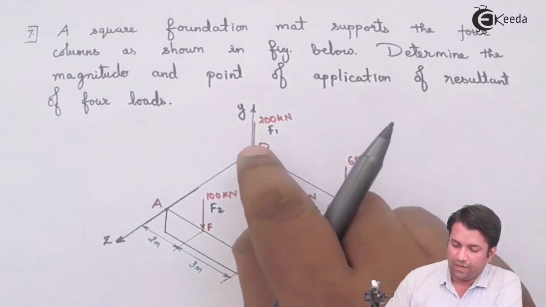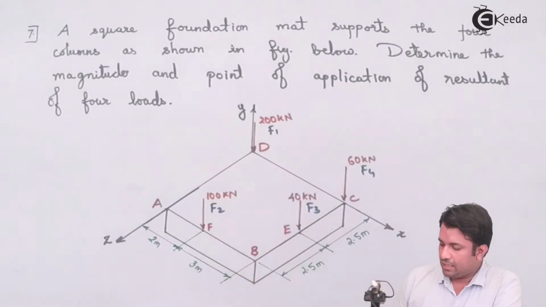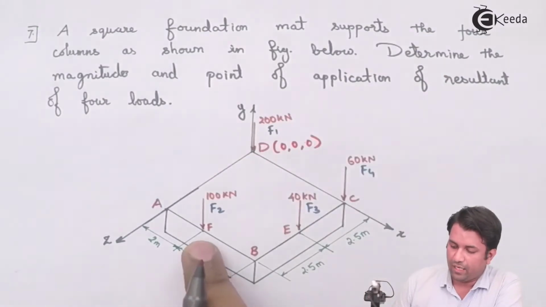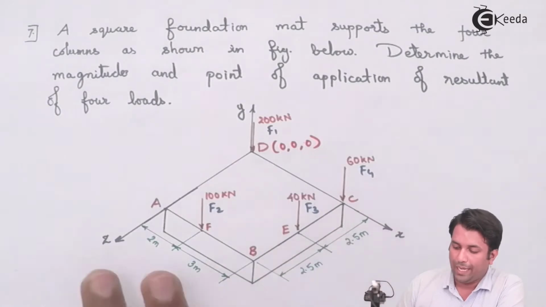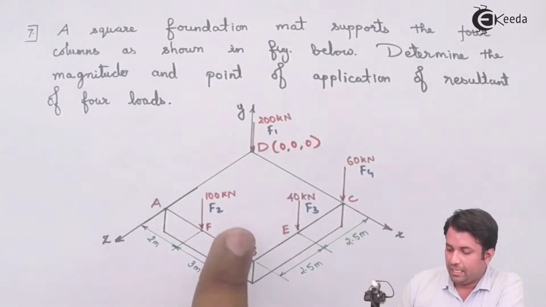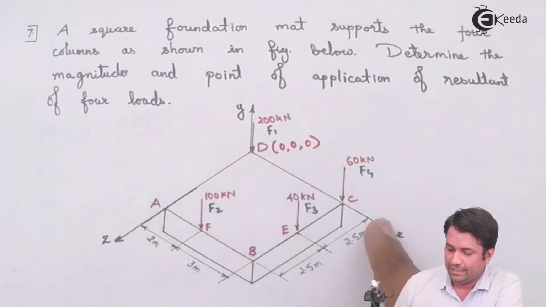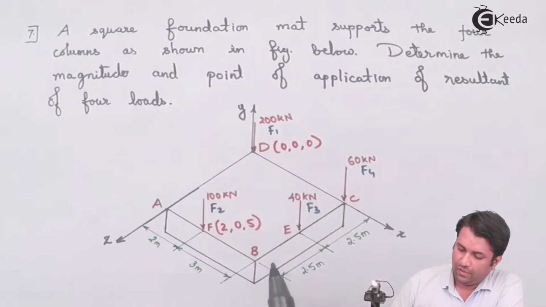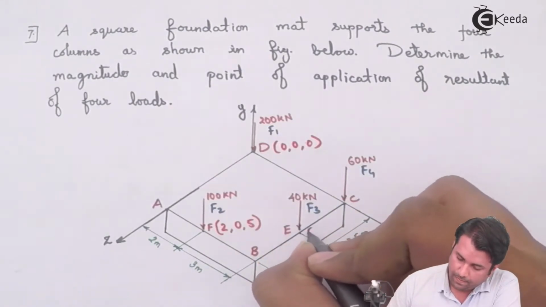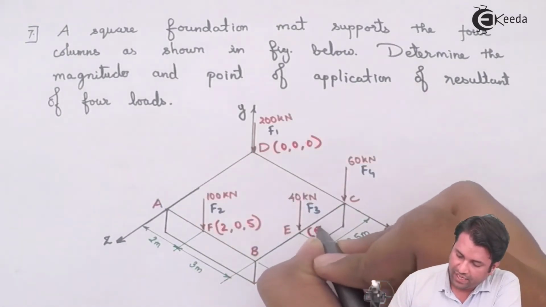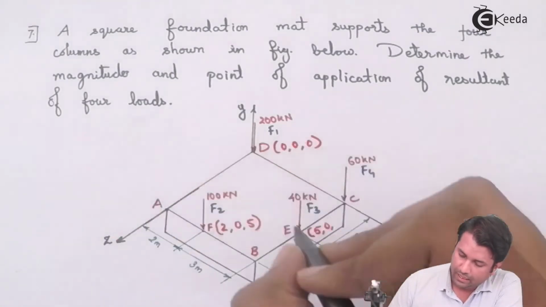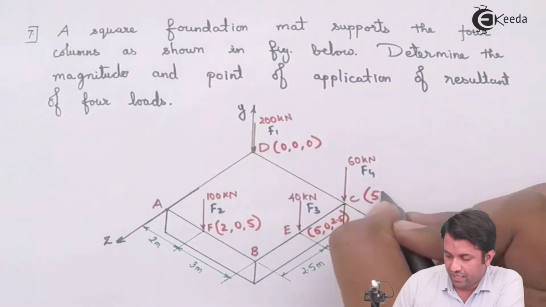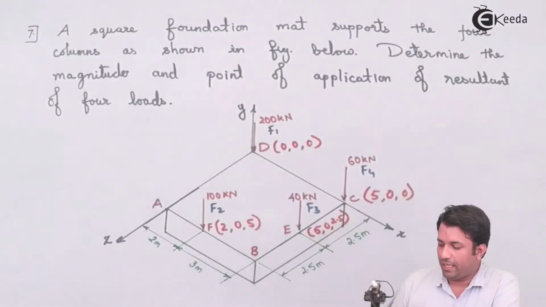Now about D for F2, what I need to do is find the position vector. In this case, the coordinates for D are 0, 0, 0. Whereas for F2, since it is acting in the XZ plane, the y coordinate will be 0, and along x it is 2 meters and along z it is 5 meters. So the coordinates are 2, 0, 5. For E, along x it is 5, y is 0, and z is 2.5. For C, it is along the x-axis, so 5, 0, 0. I have got the coordinates for the different forces.